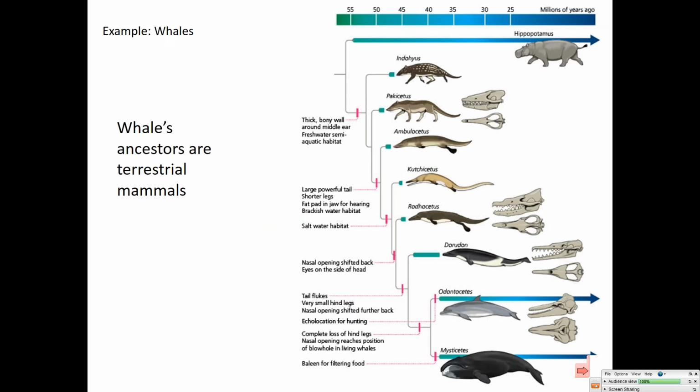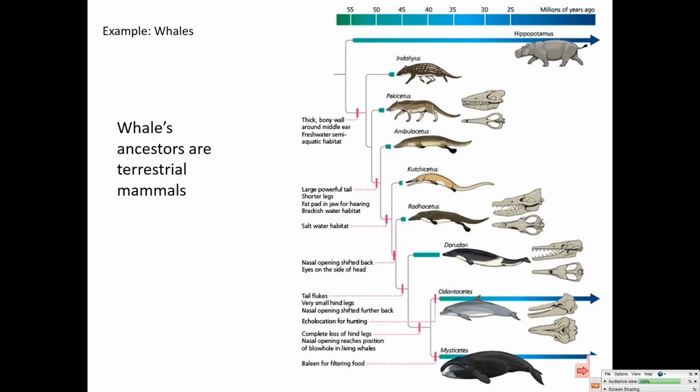So remember I said that mammals evolved from reptiles, and reptiles evolved from amphibians. So the first reptiles evolved on land, and then the first mammals evolved on land too. So the first mammals were terrestrial or land-dwelling organisms.